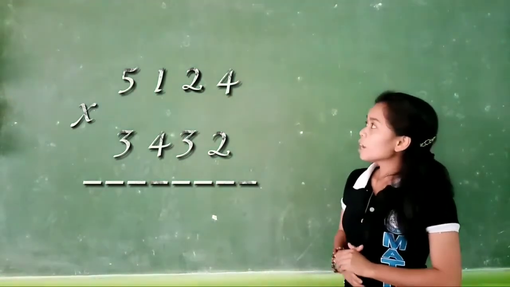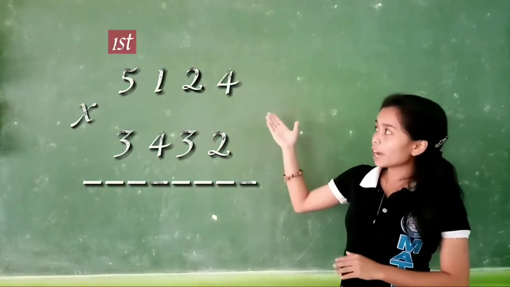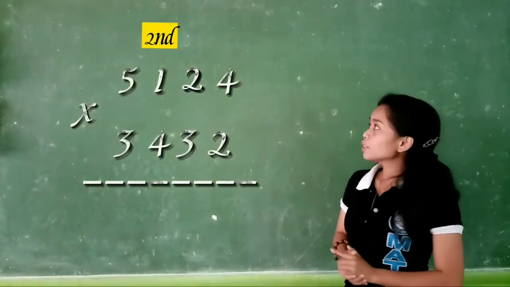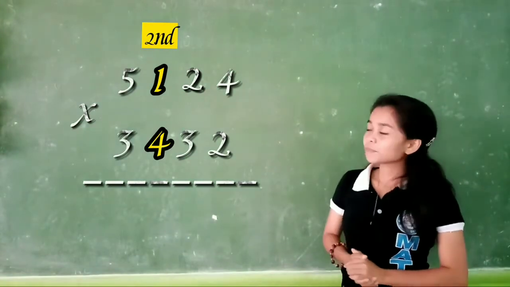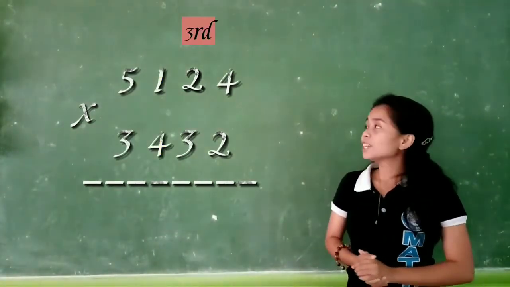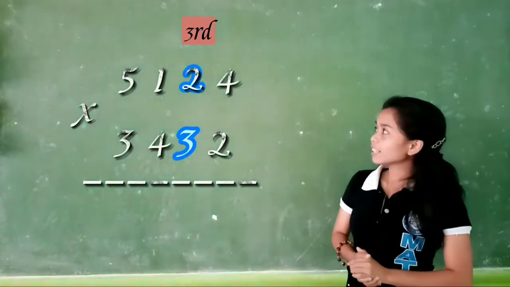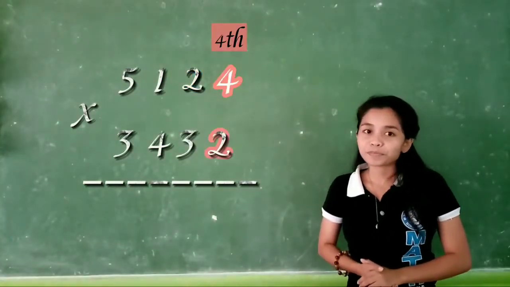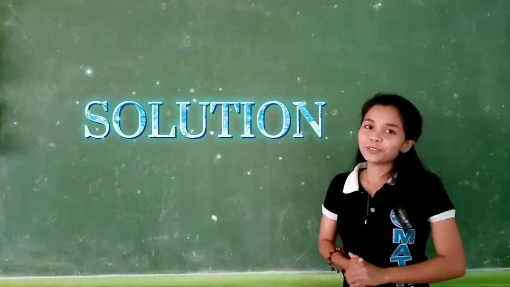So the first pair, the 5 and 3. The second pair, 1 and 4. The third pair, 2 and 3. And the fourth pair, 4 and 2. So let's proceed to the solution.